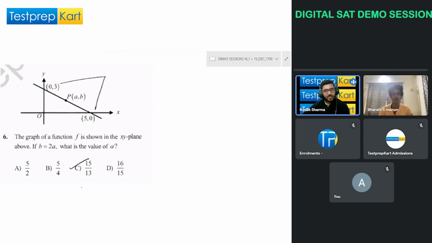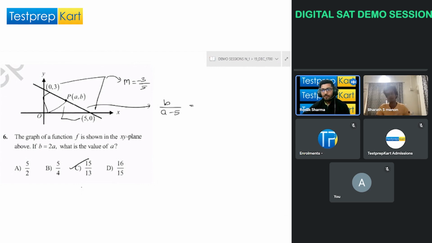As we know, the two points here are constant points, meaning we don't have any variable included in them. So we can directly calculate the slope. That will be (3 minus 0) by (0 minus 5), so minus 3 by 5. But I know that it will remain the same for any pair of points. So let me take this and this, or you can take it with this also. If we take this, it will be (b minus 0) by (a minus 5), which will be minus 3 by 5.